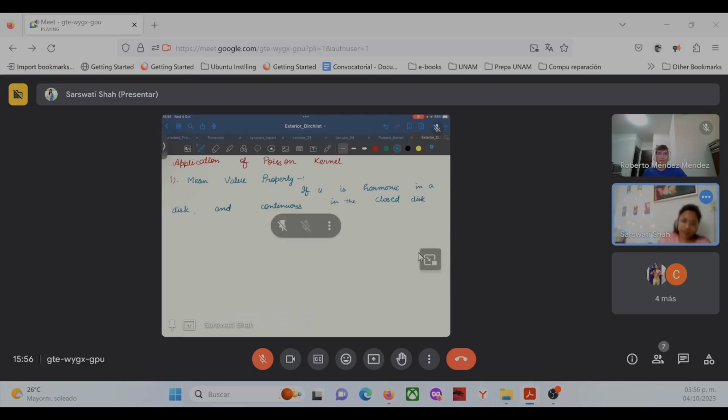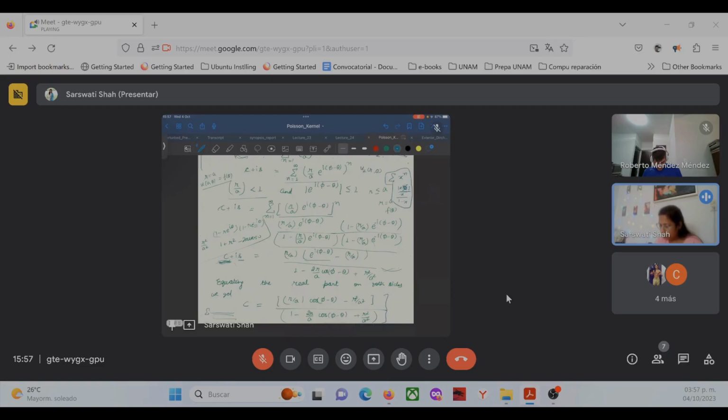Then the value at the center of the disk equals the average of the boundary values. So just let's remind ourselves one formula.